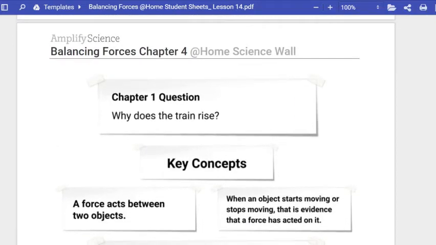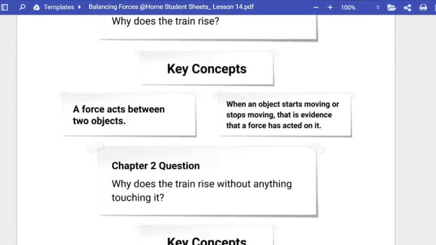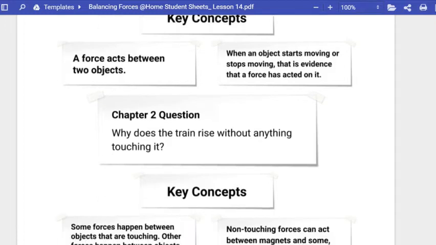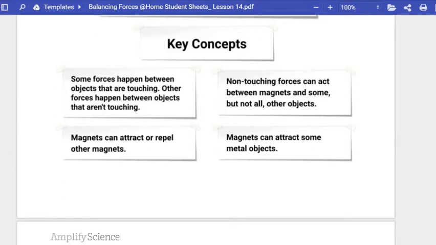So I'm going to go through these first couple pages kind of quick because we've gone through these a couple times before. Our chapter 1 question was, why does the train rise? And our key concepts were that a force is acting between two objects, and when an object starts moving or stops moving, that is evidence that a force has acted. Our chapter 2 question was, why does the train rise without anything touching it? And we learned all about magnets during that time. We learned that magnets are non-touching forces and that they can attract or repel other magnets and some other metal objects.